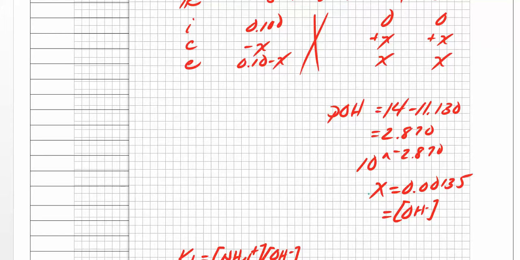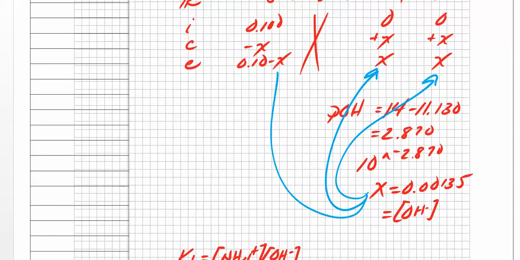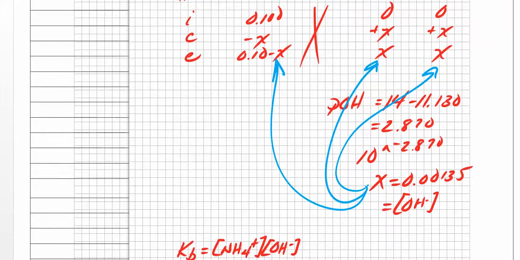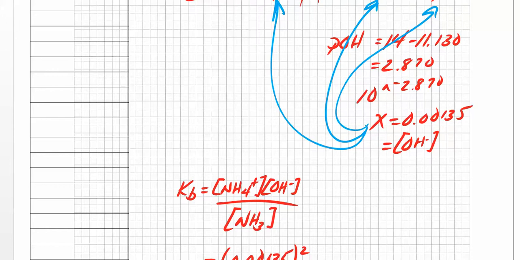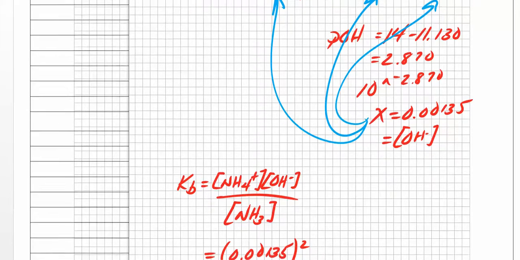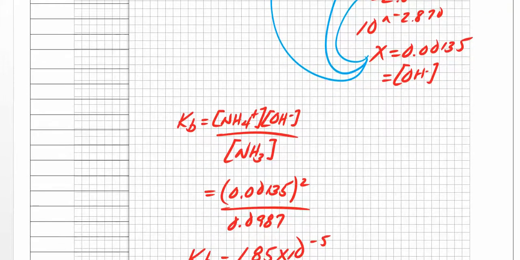So I can plug that number in there, I can plug it in there, and I can plug it in right there, okay? So that's going to allow me to fill in my Kb expression. Now remember, the Kb expression is the products over reactants, so that's going to be NH4 plus times OH minus over the reactants, which is NH3, right? So NH4 plus OH minus over NH3. And we've just determined that the OH minus concentration and the NH4 plus concentration for that matter is 0.00135. So we'll say 0.00135 squared.